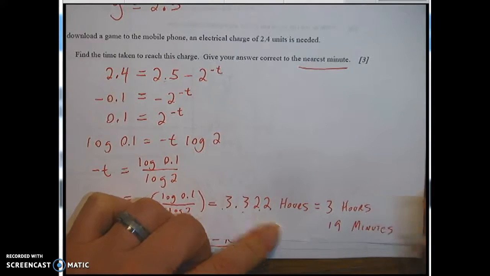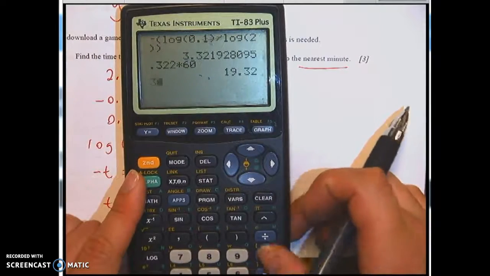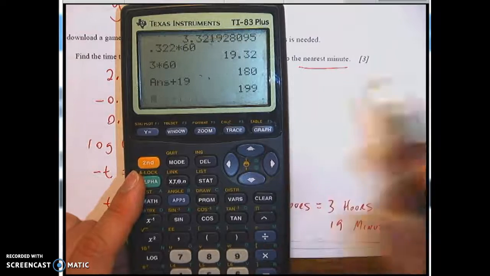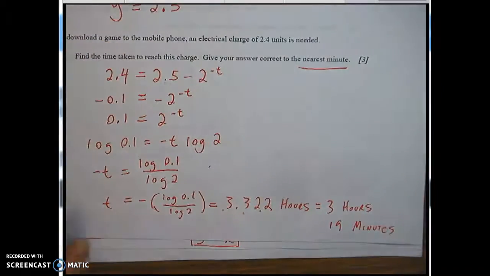And if you'd prefer to leave the hours out of it, you would just do 3 times 60 plus 19. Another acceptable answer would be 199 minutes total.